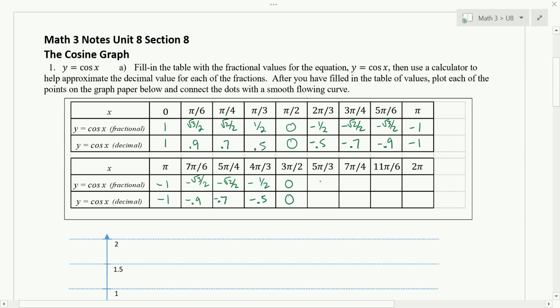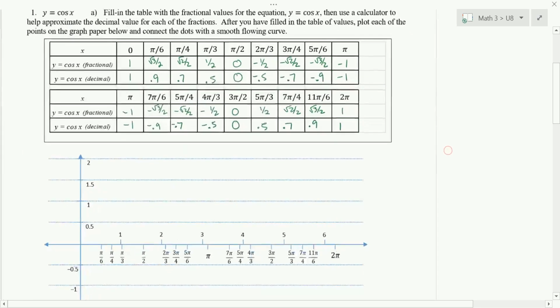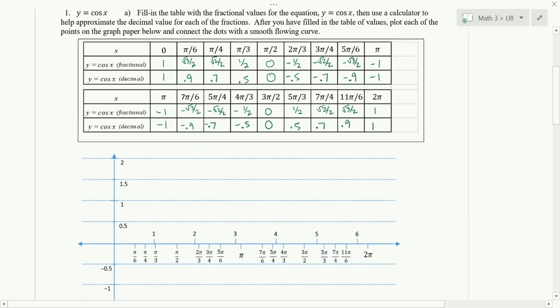And now we're in the fourth quadrant, so positive or negative? Positive. And so this is going to give us positive 1/2 because it's a 60-degree reference angle. And then a 45-degree reference angle in quadrant 4. 30-degree reference angle in quadrant 4. And then back to our starting point. Okay. So I want you to plot those points on this graph and let's see what shape emerges. Let's see what this cosine function looks like, okay? Plot those points.